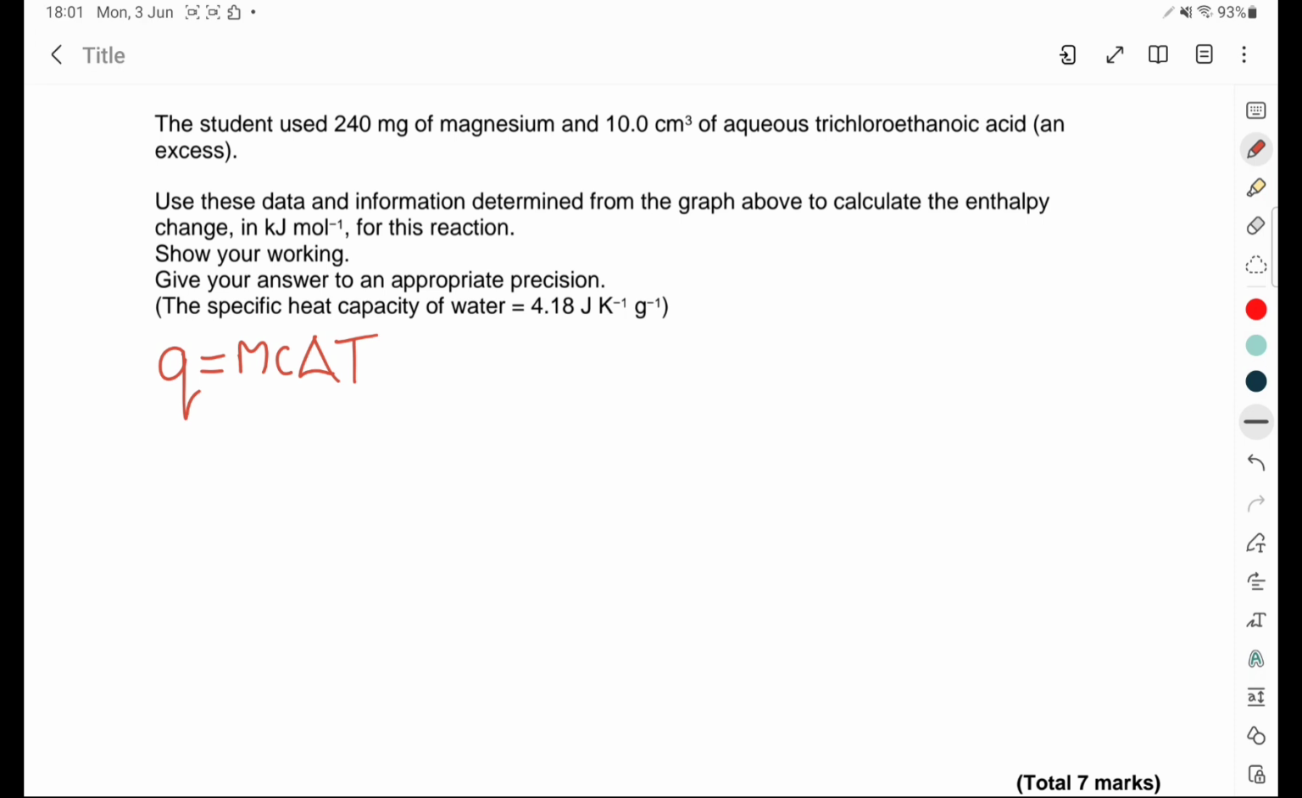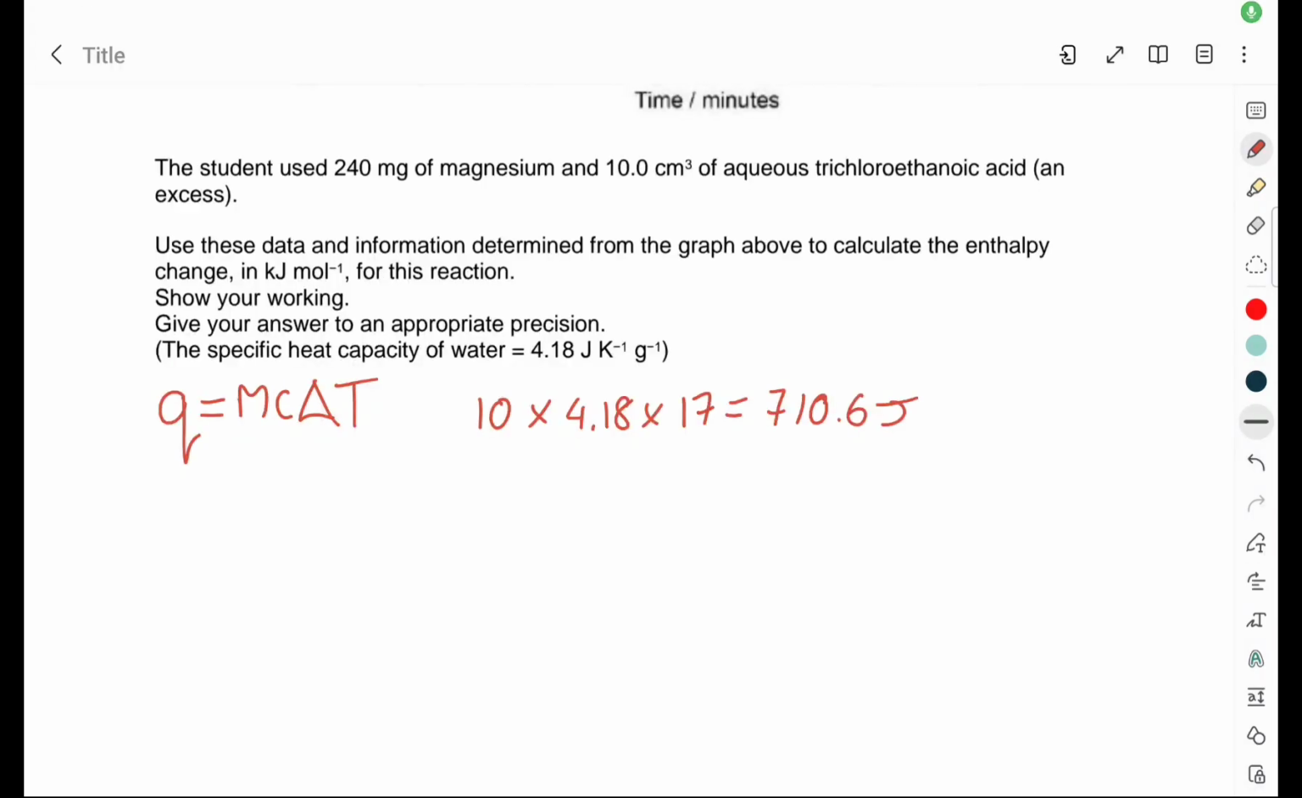We can assume that the density of this is 1, because all of the solutions that we deal with have a density of 1, and therefore the mass of the aqueous trichloroethanoic acid is 10 grams. So Q equals mc delta T is 10 times 4.18 times our temperature change of 17, which gives us 710.6 joules.